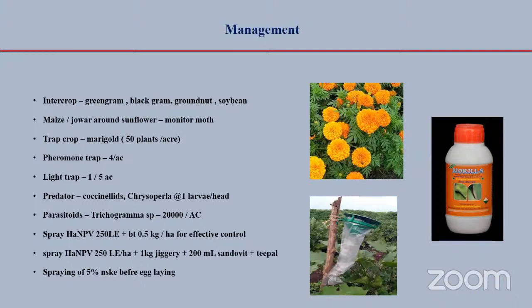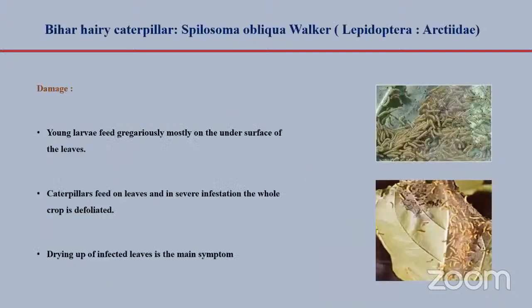Then you can also spray this HaNPV along with jaggery, sandalwood, and teepol. You have to prepare these along with the HaNPV. Then, before egg laying, you can also spray 5% neem seed kernel extract.